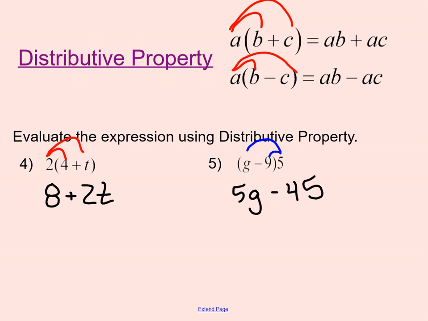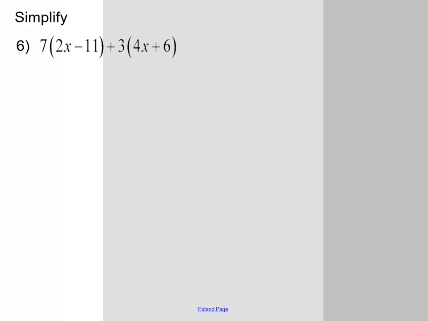Let's go ahead and look at our next problem. So this is just using the distributive property. So the first thing I'm going to do is I have a 7. 7 times 2x is going to be 14x. 7 times negative 11 is going to be negative 77. I have 3 times 4x and plus 6. So I'm going to go ahead and say 3 times 4x is going to be positive 12x. 3 times 6 is going to be positive 18.